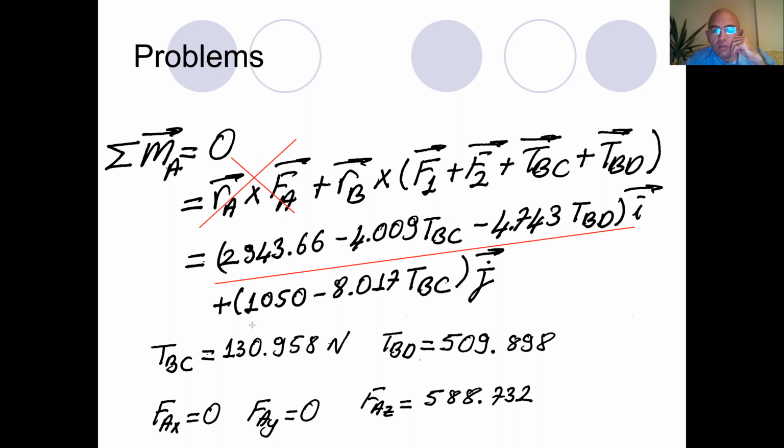And the second equation is 1050 minus 8.017 TBC, and this has to be equal to 0. Now, from the last expression, I can easily calculate the TBC. From here, I will find 130.958. By the way, this has to be kilonewtons. Just corrected. Unit has to be kilonewtons.